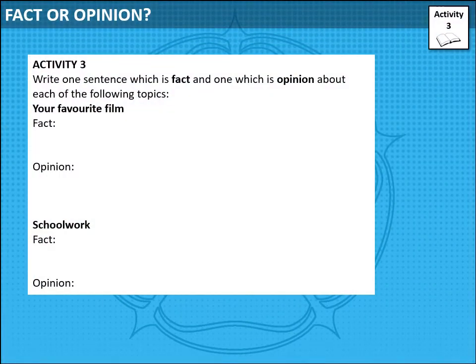Now it's your turn to come up with your own facts and opinions. Activity 3 asks you to write a sentence which is fact and one which is an opinion about the topics of your favourite film and schoolwork. So go ahead now and press pause on the video to complete this task, and then press play when you're ready to move on.